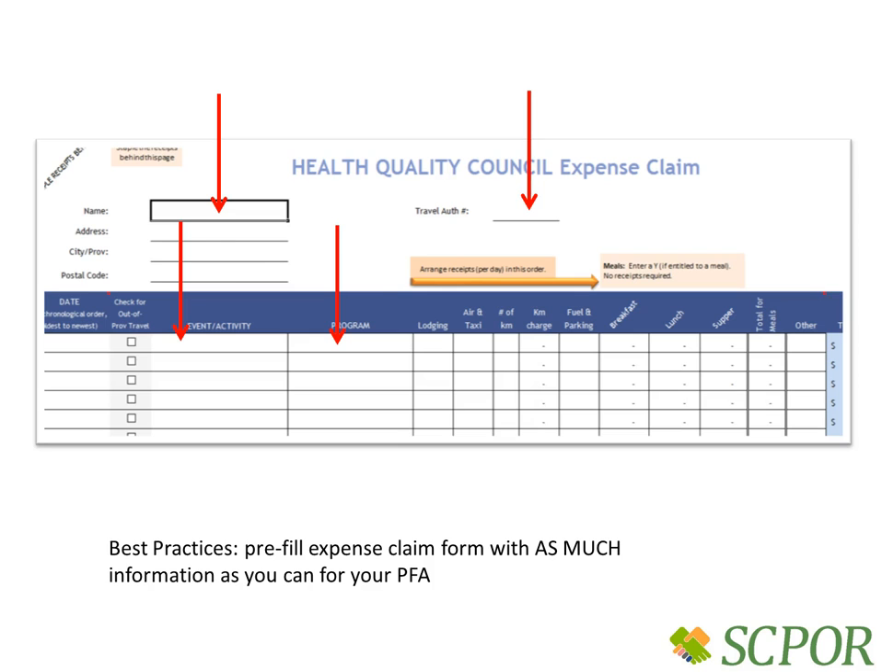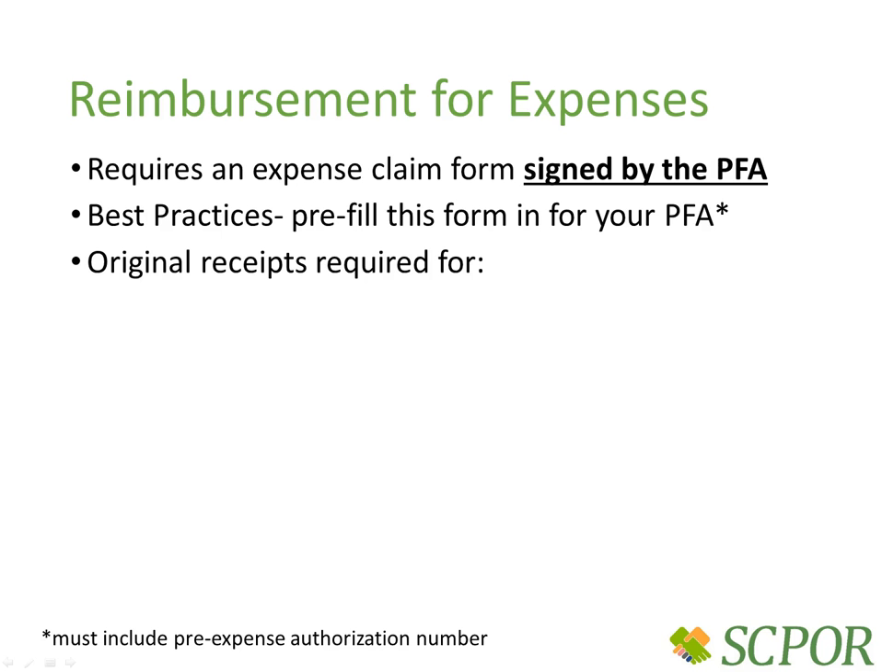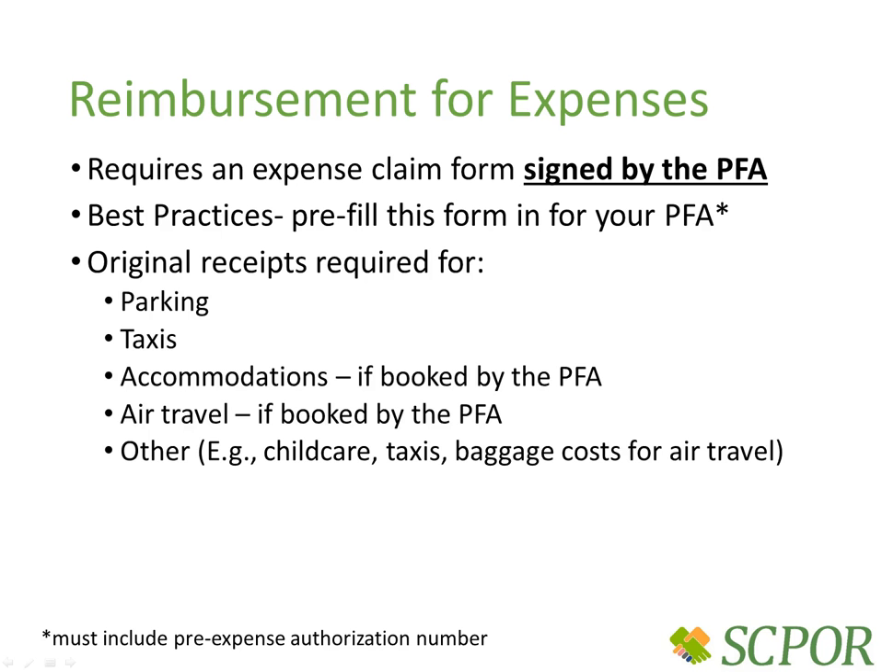There are original receipts required for parking, taxis, accommodations if paid for by the PFA, air travel if paid for by the PFA, and other associated expenses. Examples can include child or elder care, taxis, or baggage costs for air travel.